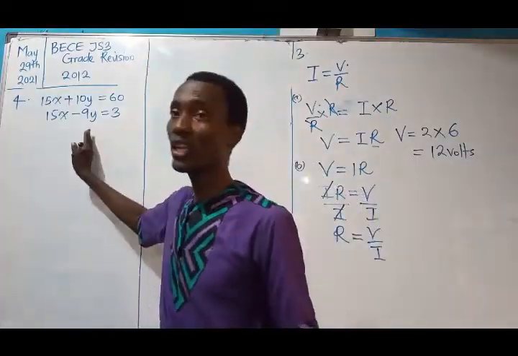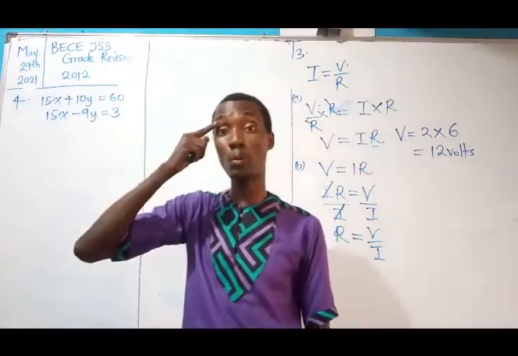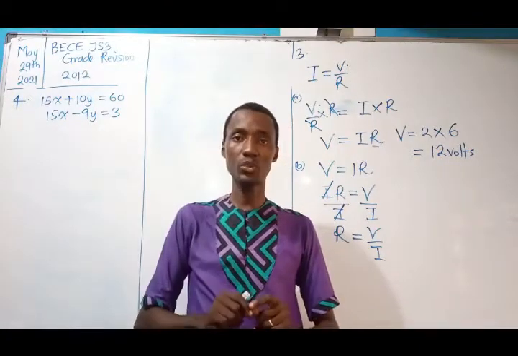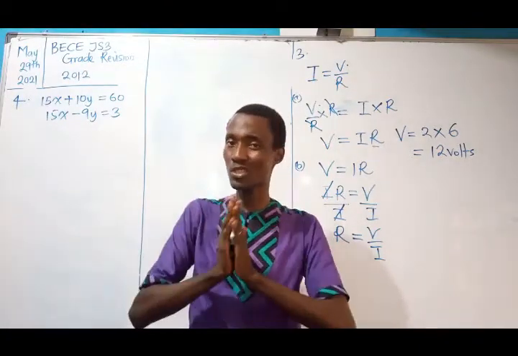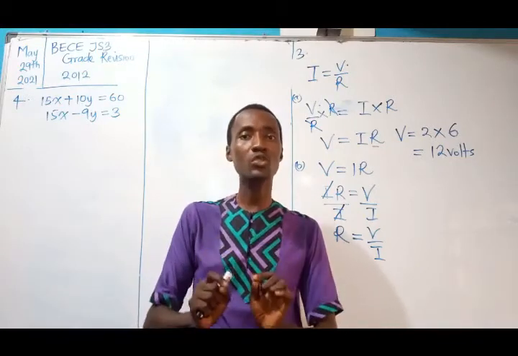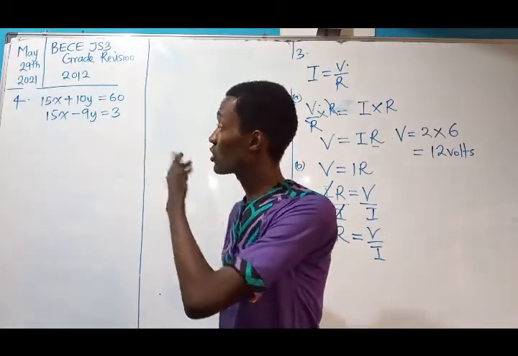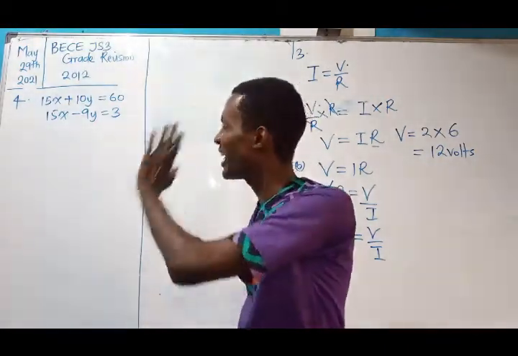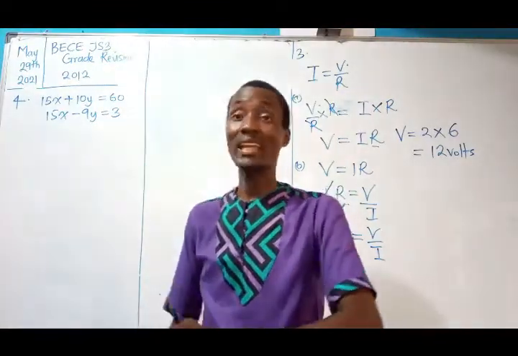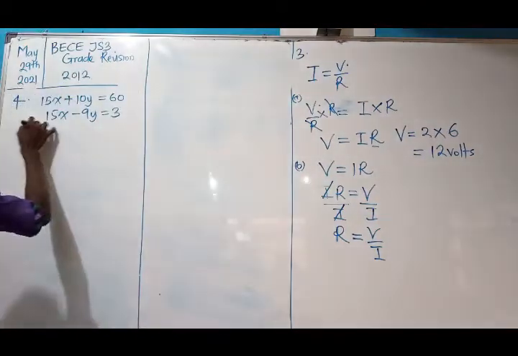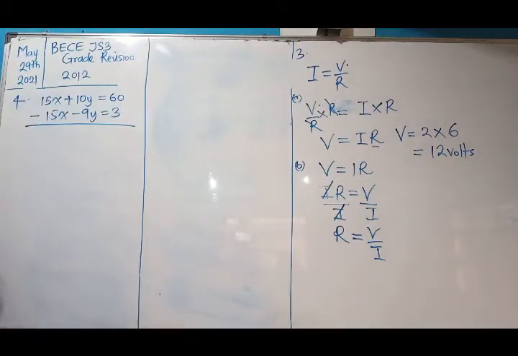Now, if you look at the question, the first thing that should come to your mind is to try to eliminate. I always advise students, when you're given questions in simultaneous equations, always resort to the elimination method. If you read the question, you discover that it's so obvious that you can eliminate one thing. And that one thing is what? X. So what do you do? You rule, and introduce your minus sign. So this minus this will take this one out of the equation.